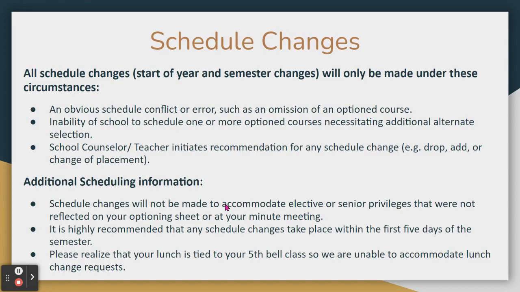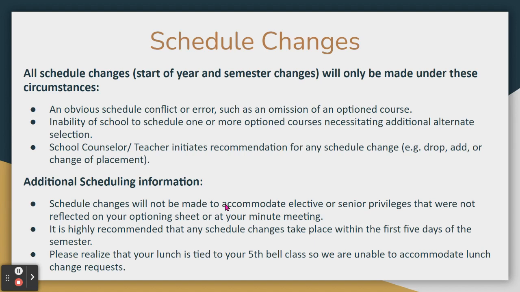Schedule changes. All schedule changes, those that occur at the start of the year and at the semester change, will only be made under these circumstances. 1, an obvious schedule conflict or error, such as an omission of an optioned course. 2, the inability of the school to schedule one or more optioned courses, necessitating additional alternate selections. 3, the school counselor or teacher initiates recommendations for a schedule change, including dropping a course, adding a course, or a change of placement, which is usually moving either out of an honors course or into an honors course.